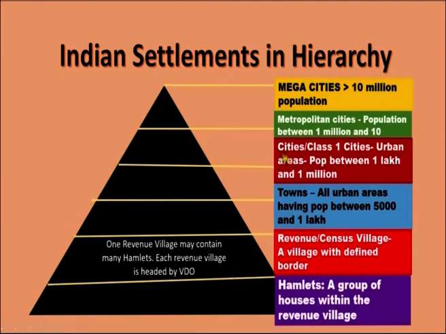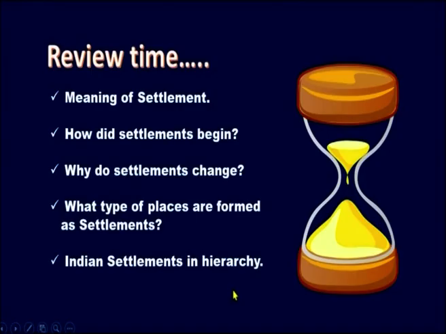Then cities or class 1 cities. These are called urban areas with population between 1 lakh and 1 million. Metropolitan cities, population between 1 million and 10 million. Mega cities, so the top apex level, it is mega cities, more than 10 million population. So this is the Indian settlements in hierarchy.